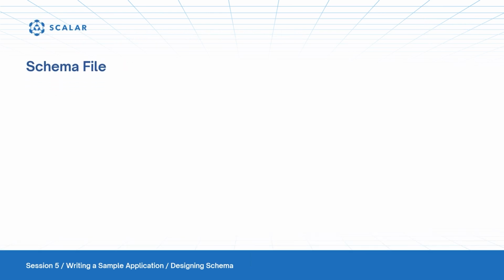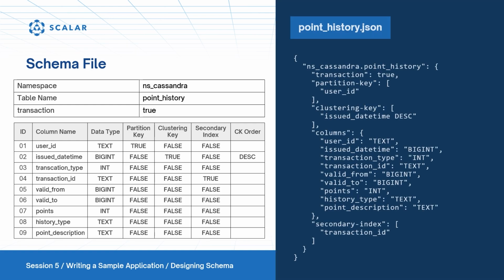Now, let's take a look at the structure of the schema definition file by taking the point history table as an example. The table definition shown in a general tabular format is on the left, and the corresponding schema definition file is on the right. The table definition in tabular format includes the column names, data types, partition keys, clustering keys, secondary indexes, and the sorting attribute to be set for the clustering key.